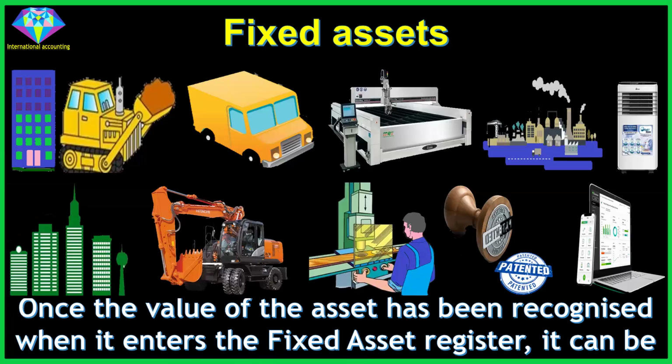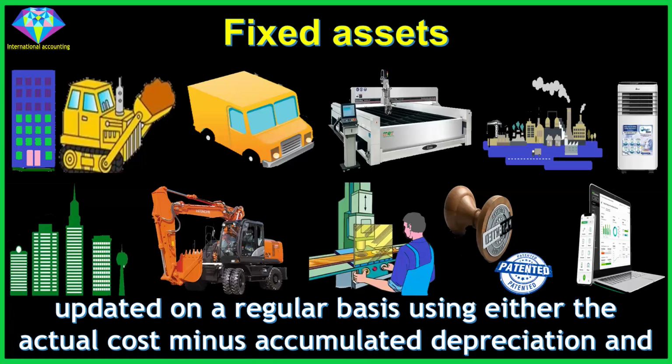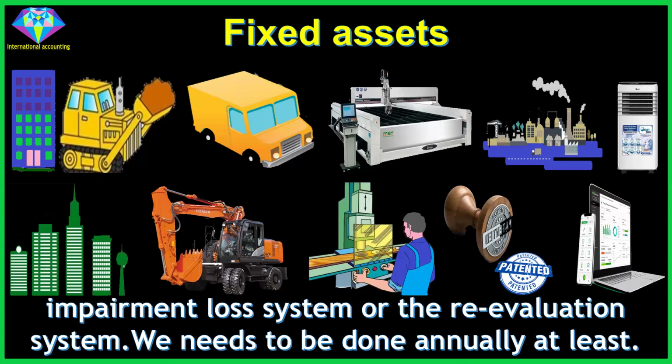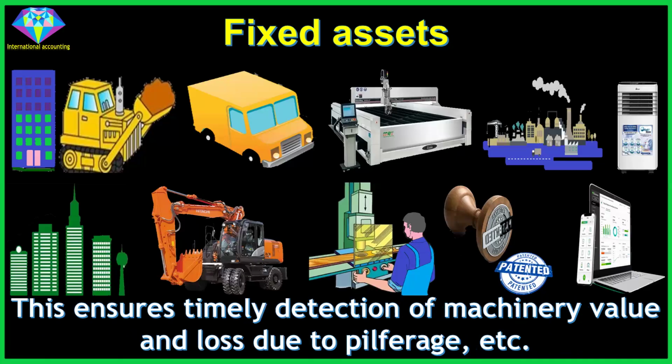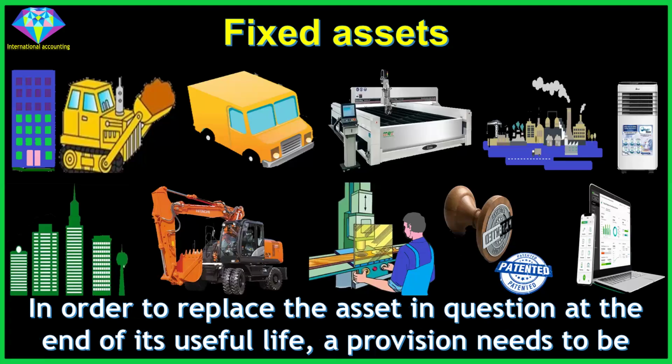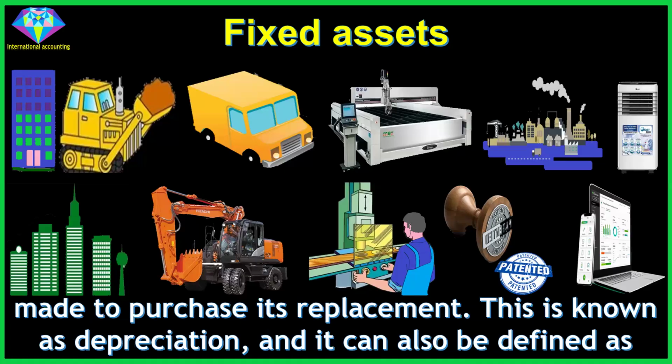Once the value of the asset has been recognized when it enters the fixed asset register, it can be updated on a regular basis using either the actual cost minus accumulated depreciation and impairment loss system or the revaluation system. This needs to be done annually at least. This ensures timely detection of machinery value loss due to pilferage, etc. In order to replace the asset in question at the end of its useful life, a provision needs to be made to purchase its replacement.